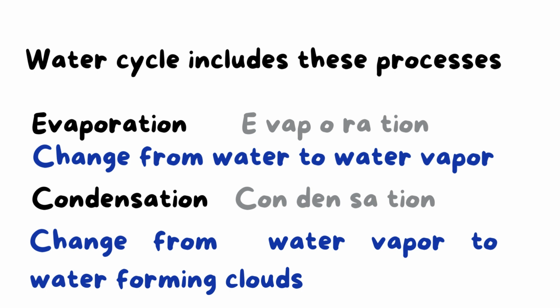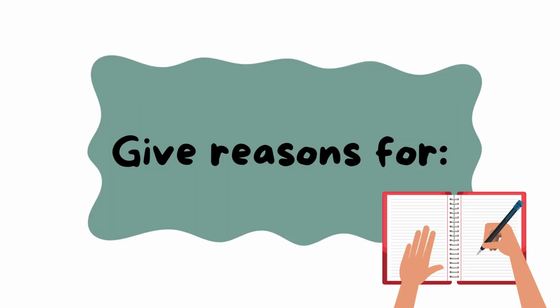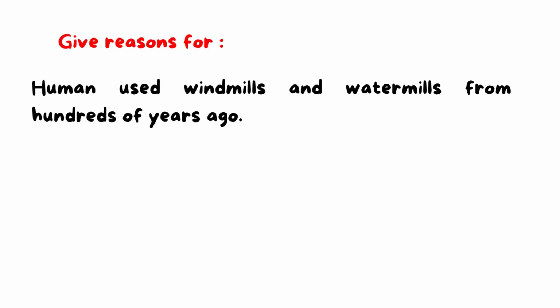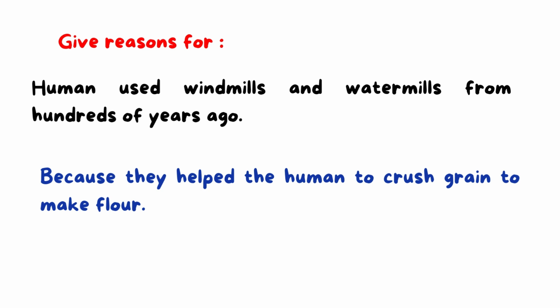Okay, so now we have the second part, which is the give reasons questions. First question: give reasons for humans used windmills and watermills from hundreds of years ago. Why did humans use the windmills and watermills? Because they helped humans to crush grain to make flour. Those were the equipment that helped humans to crush grain to make flour.